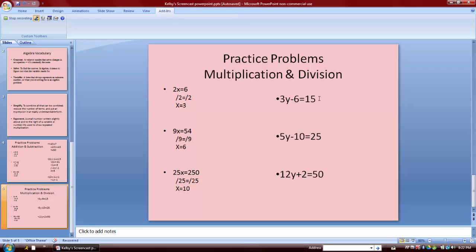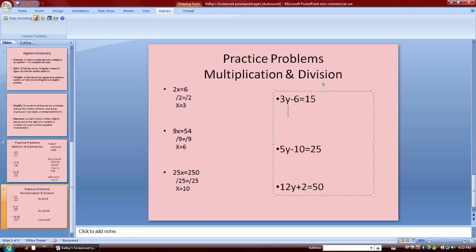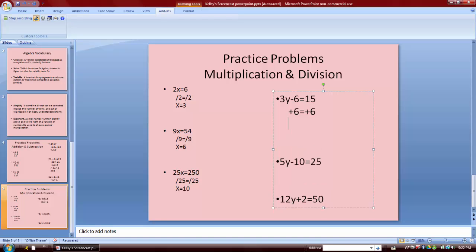This is kind of like the last two on the other page. They're pretty simple too. We are going to start out by, you always do addition and subtraction first on these, so we would start out by adding 6, so plus 6 on both sides. So the 6's would cancel out, so you would get 3y equals 15 plus 6 would be 21.